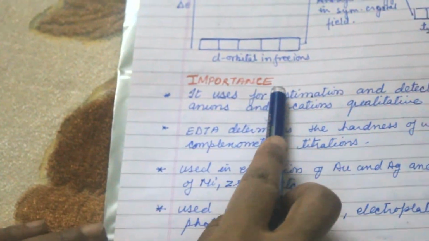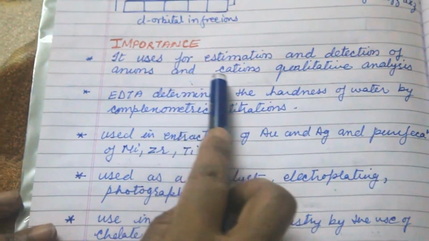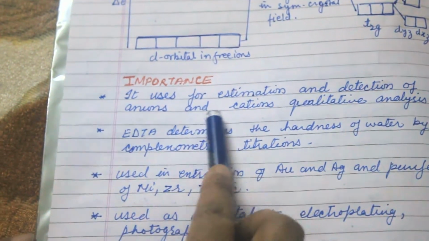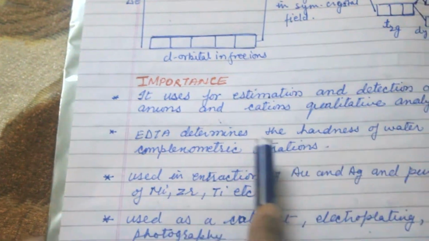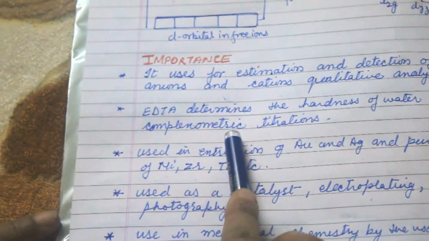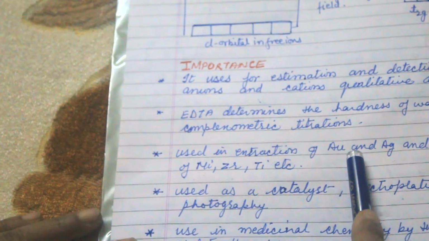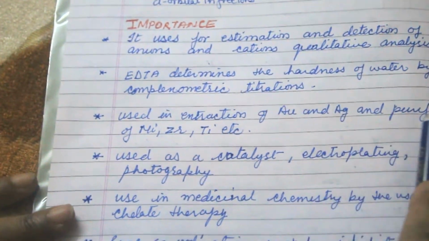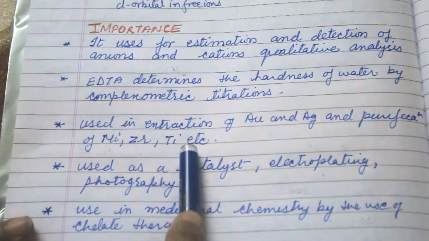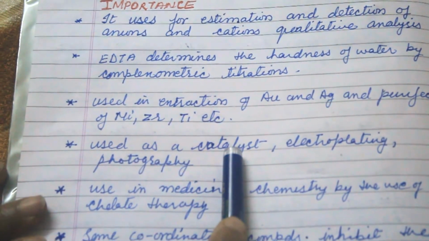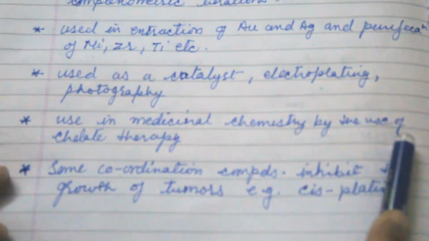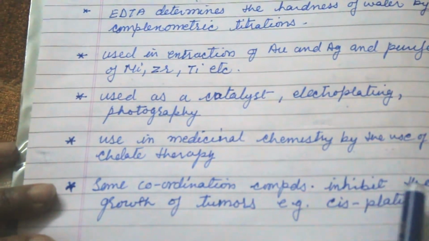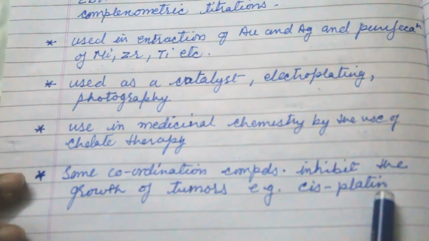Now come to the importance of crystal field theory. It is used for estimation and deduction in qualitative analysis of anions and cations. EDTA determines the hardness of water by complexometric titration. It is used in extraction of gold, iron and silver, and purification of nickel, zirconium and titanium, as a catalyst, in electroplating, photography, and in medicinal chemistry through chelate therapy. Some coordination compounds inhibit the growth of tumors, for example cisplatin.